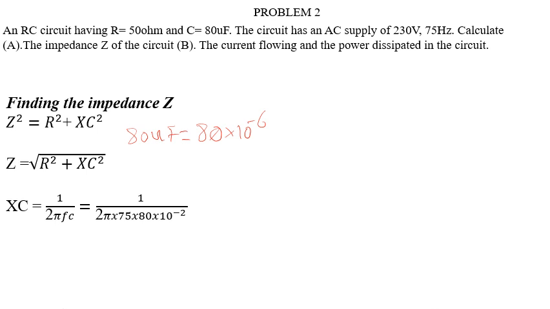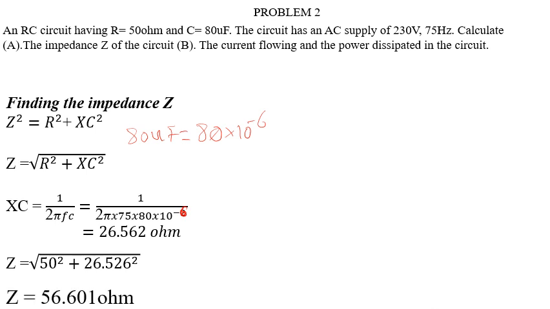So doing that, 10 raised to the power minus 6, 10 raised to the power minus 6, we get our final answer as 26.5626 ohms. And since we now know the value of XC, we can substitute it back into our formula. So 50 squared plus 26.5626 squared. Then we find our impedance as 56.601 ohms.